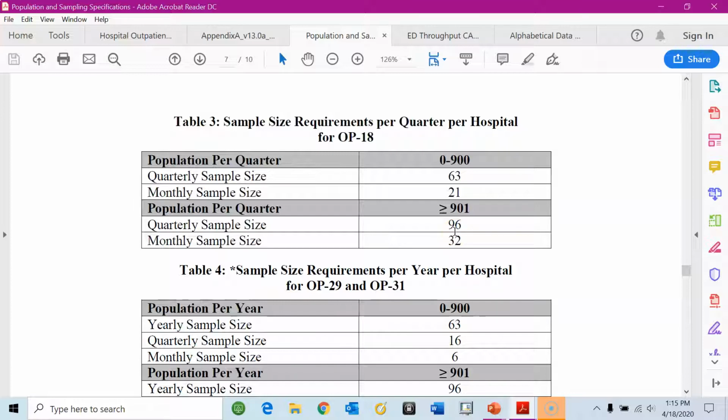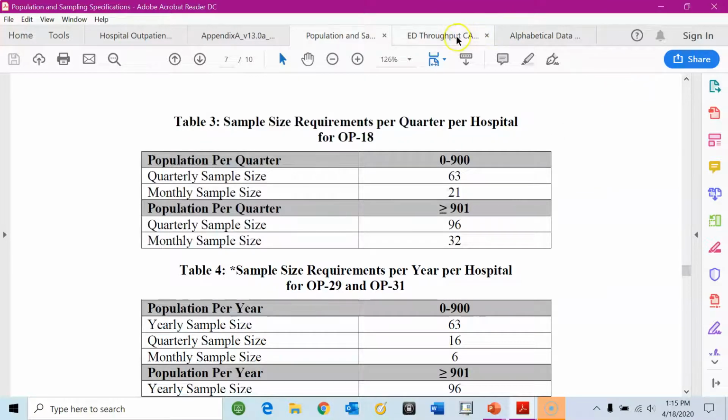Okay, so once you've determined your population, you're ready to abstract. And so what does that mean? Well, in abstraction, there are questions that you need to answer on each case in the population. And how those questions are answered, how those data elements are answered, determines how your hospital is performing in the measure.